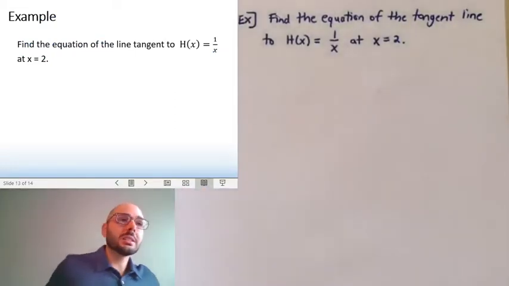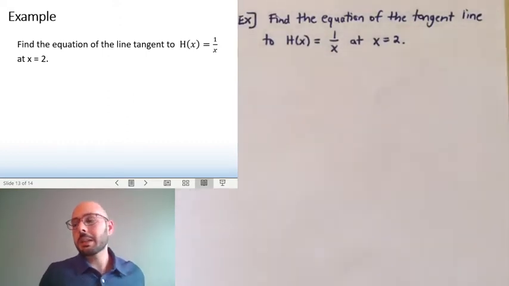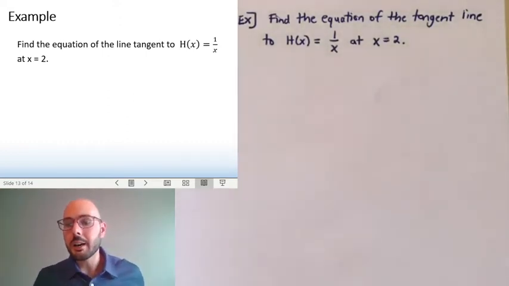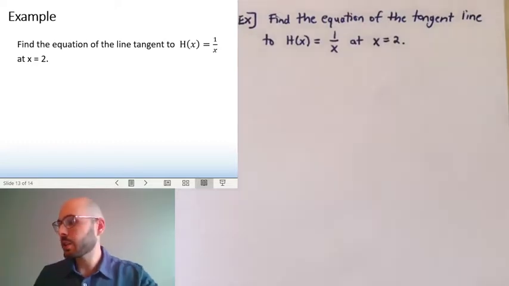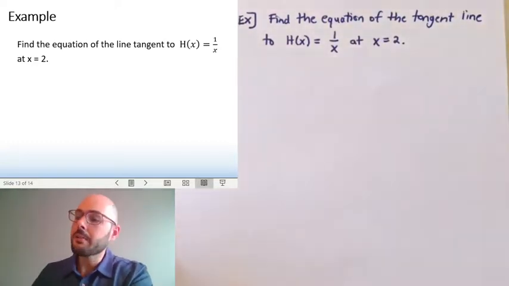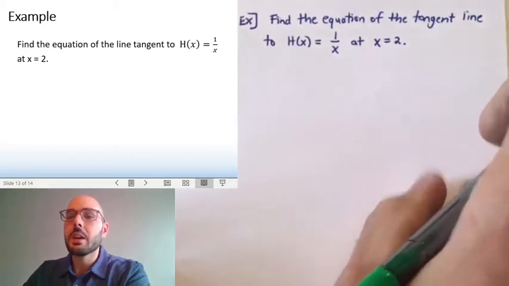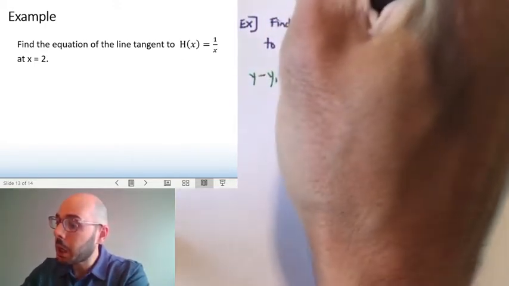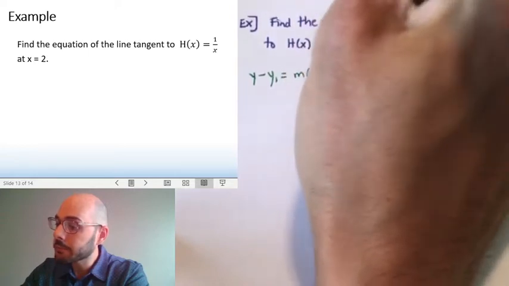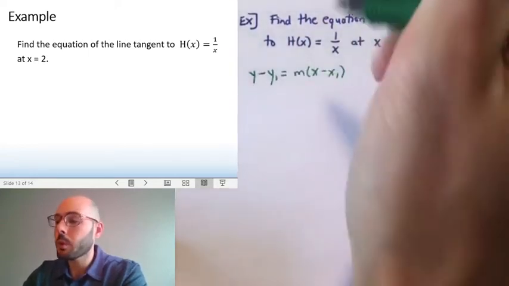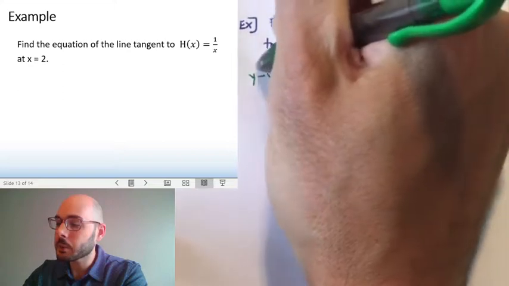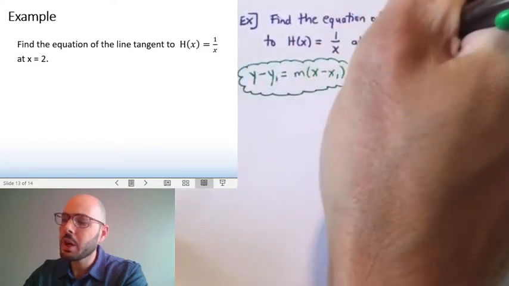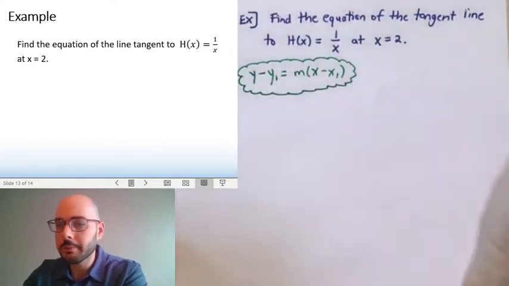So if you want, pause and try on your own, but it is going to be a little bit harder because of the function 1 over x. But let's not get discouraged. These problems are all the same. Find the equation of the tangent line, which in order to do that, we know right away that we should write down the formula for a line, which is point slope form, y minus y1 equals m times x minus x1. If you want to use y equals mx plus b, you can do that too.